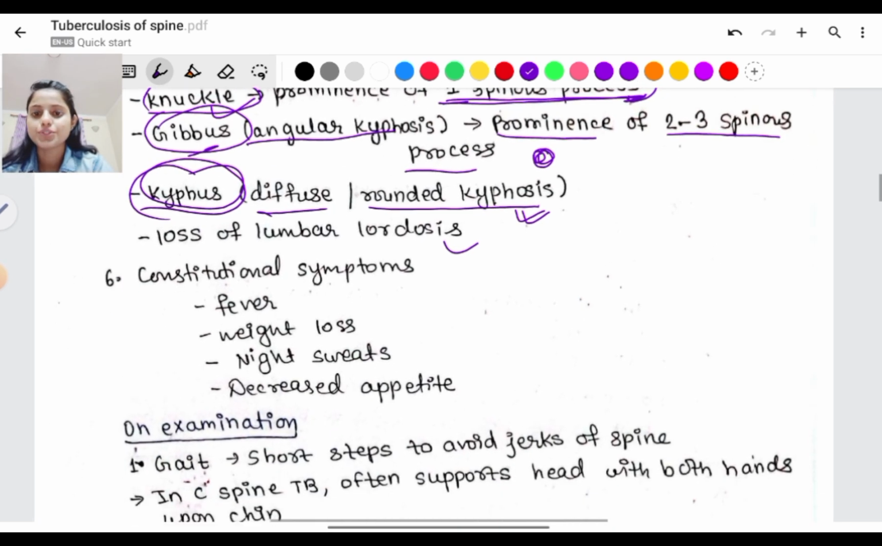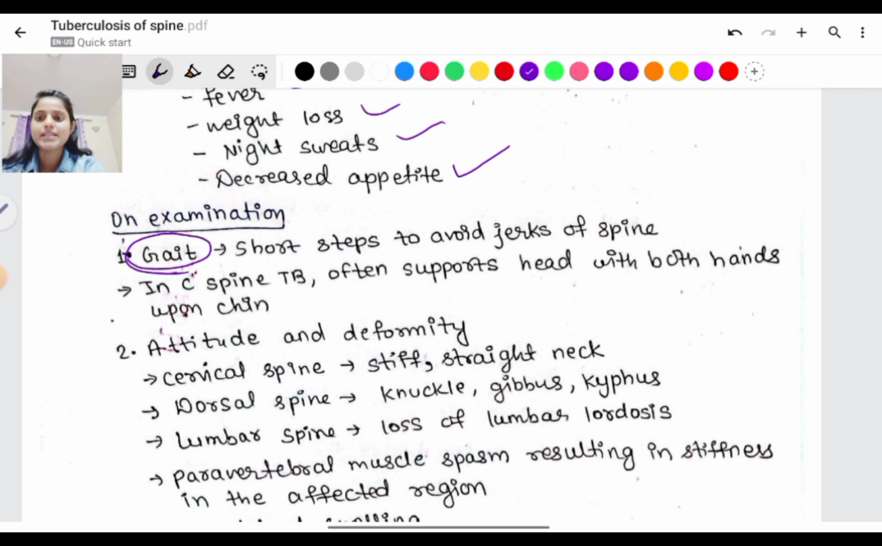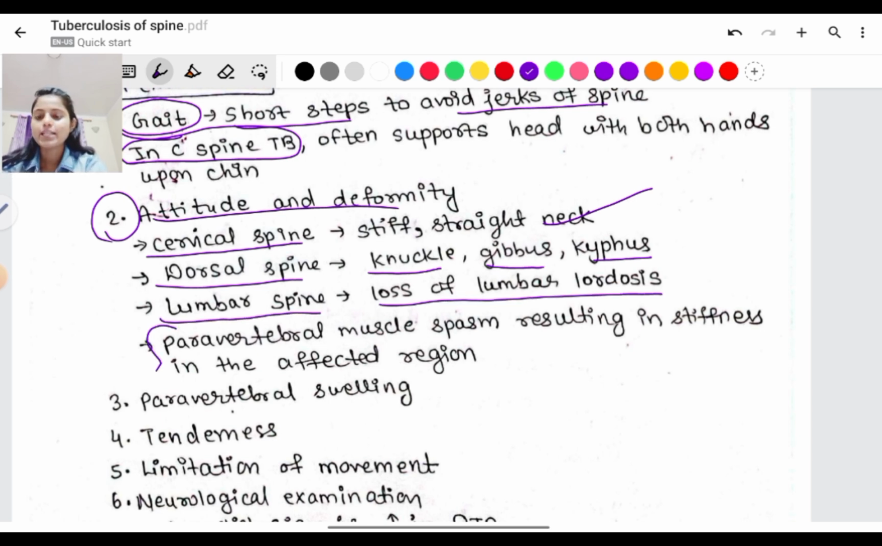The patient presents with constitutional symptoms like fever, weight loss, night sweats and decreased appetite. On examination, on seeing the gait, the patient will walk with short steps to avoid jerk of the spine. In cervical spine TB, the patient often supports the head with both hands upon the chin. Attitude and deformity. If there is tuberculosis of the cervical spine, there will be a stiff straight neck, and if there is TB of the dorsal spine, there will be knuckle, gibbous and kyphus. If there is TB of the lumbar spine, there will be loss of lumbar lordosis, and paravertebral muscle spasm occurs, resulting in stiffness in the affected region.